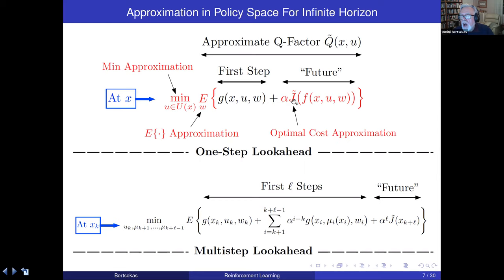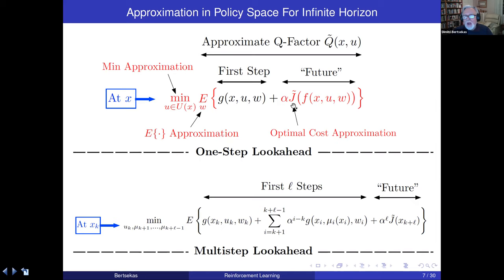So in approximation in value space, there's a mistake here. That should be value space. I'm sorry, some typo, you can see it. I'll correct it in the corrected version of the slides. The structure is an approximation to the right-hand side of Bellman's equation with J tilde in place of J star.